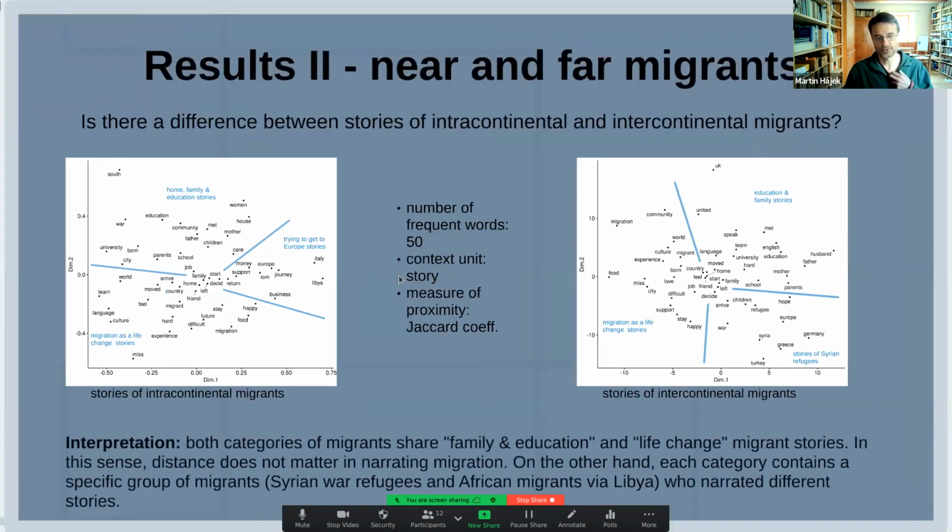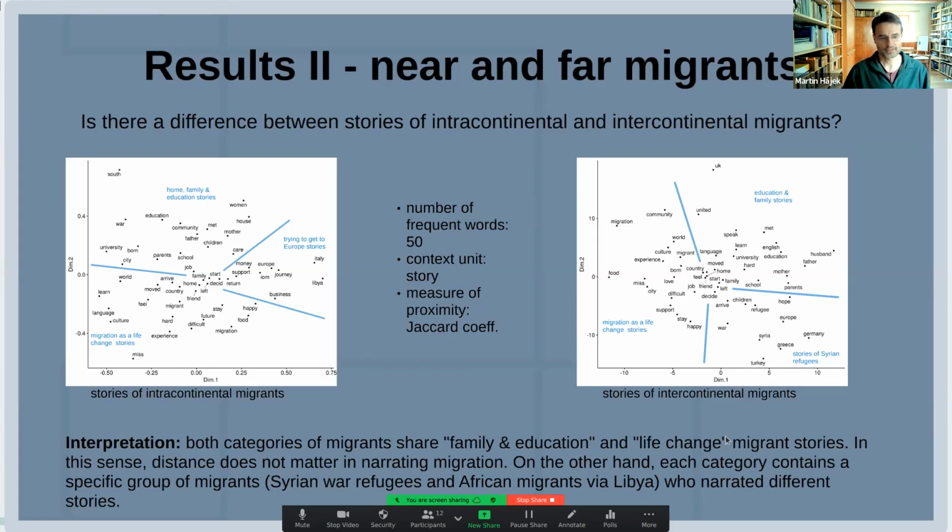And yes, what would be my interpretation for it? That both these groups of migrants share family, education and life change migrant stories. In this sense, this is something basic for global migration, be it intracontinental or intercontinental. There is no significant difference in it, and we can say that this is a shared experience of migrants.